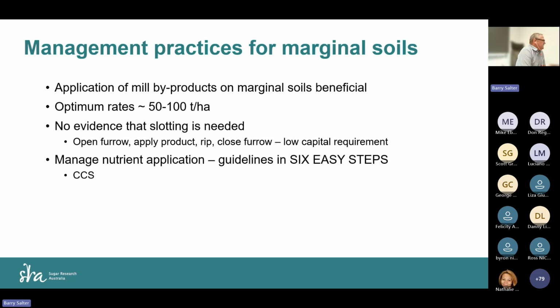Obviously there are multiple passes, and so right now with diesel prices, that might not be a very attractive thing to be doing, but the yield advantage would certainly help offset that. The only other point I'd add to this is that you do need to manage the nutrients after the application of these products, and we have guidance in the 6 Easy Steps as to how to do that. Essentially what you're trying to do there is manage any CCS impact that there may be.